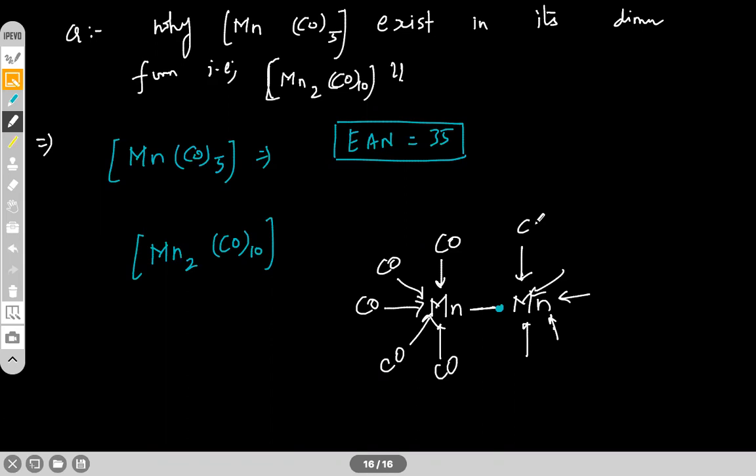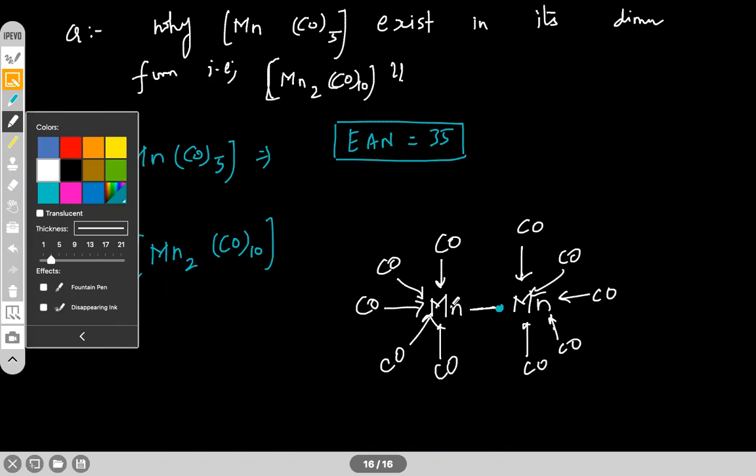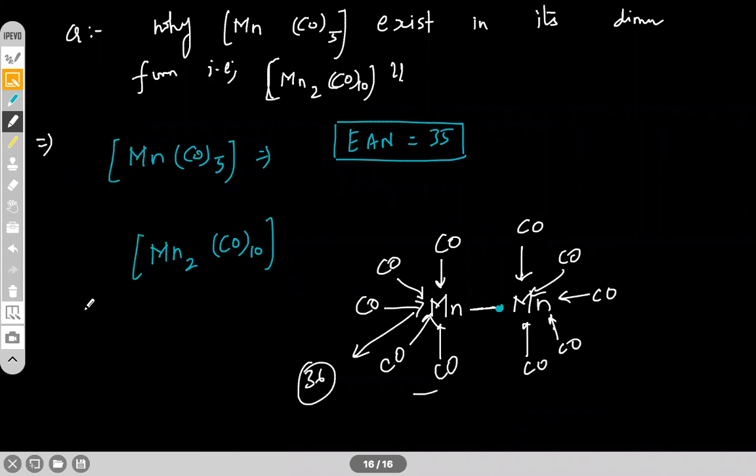1, 2, 3, 4, and 5. Right? CO, CO, CO, CO, and CO. Okay, so if you count the number of electrons, manganese has 25 plus 10, 35, plus one electron of this other manganese. So both manganese atoms have 36 electrons, which is a noble gas configuration, and hence MnCO5 dimerized into Mn2CO10, which is the more stable form.